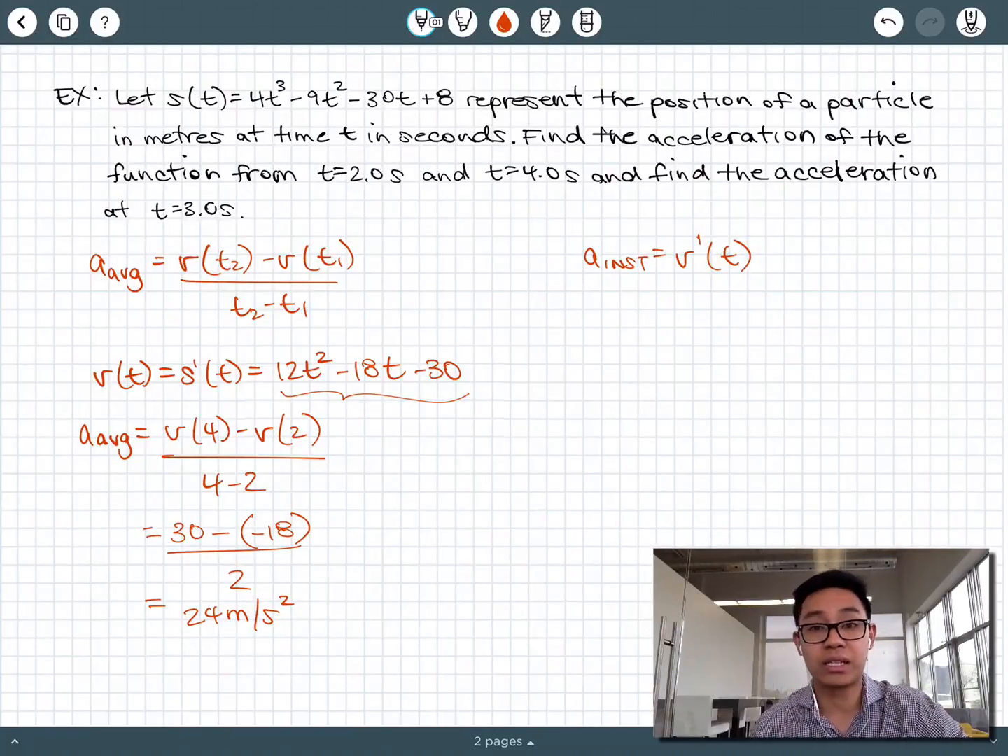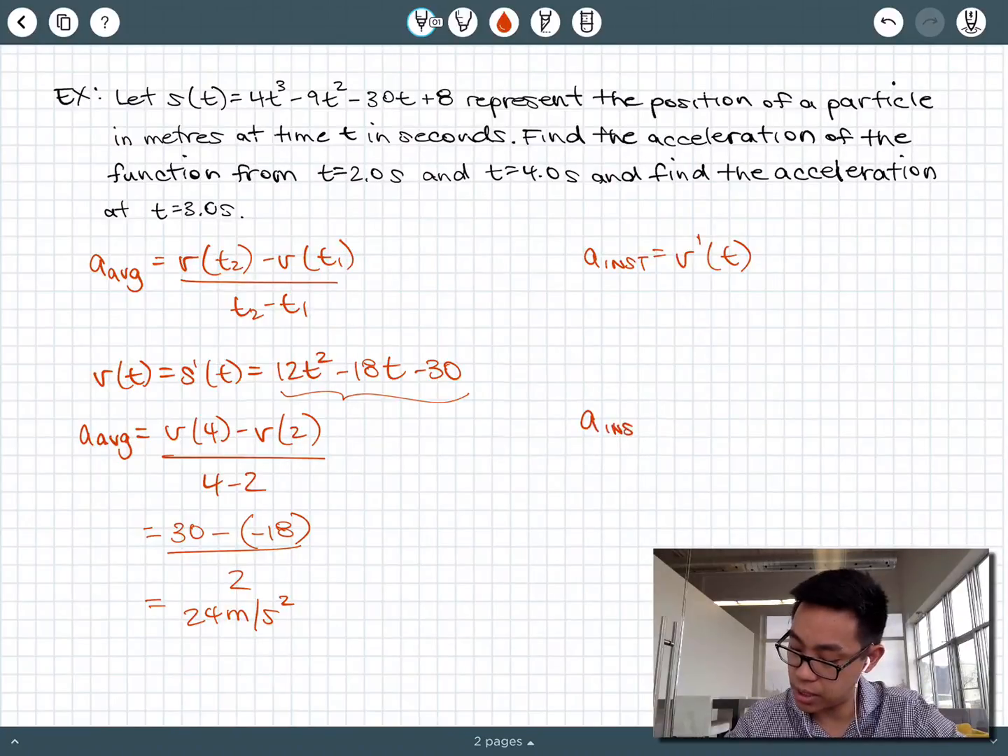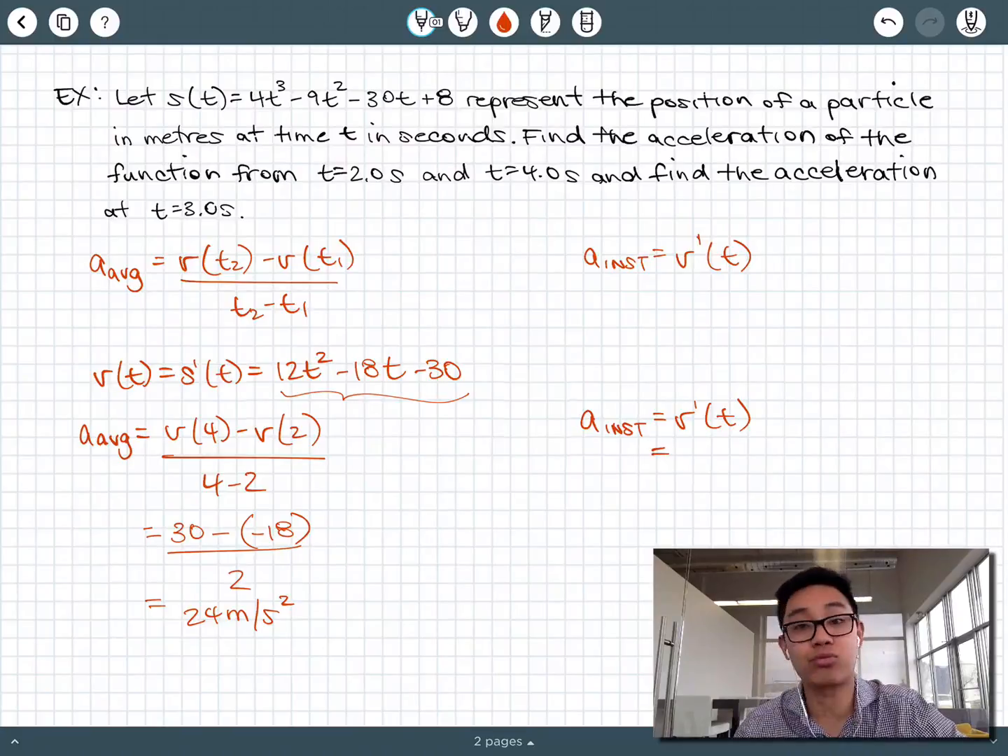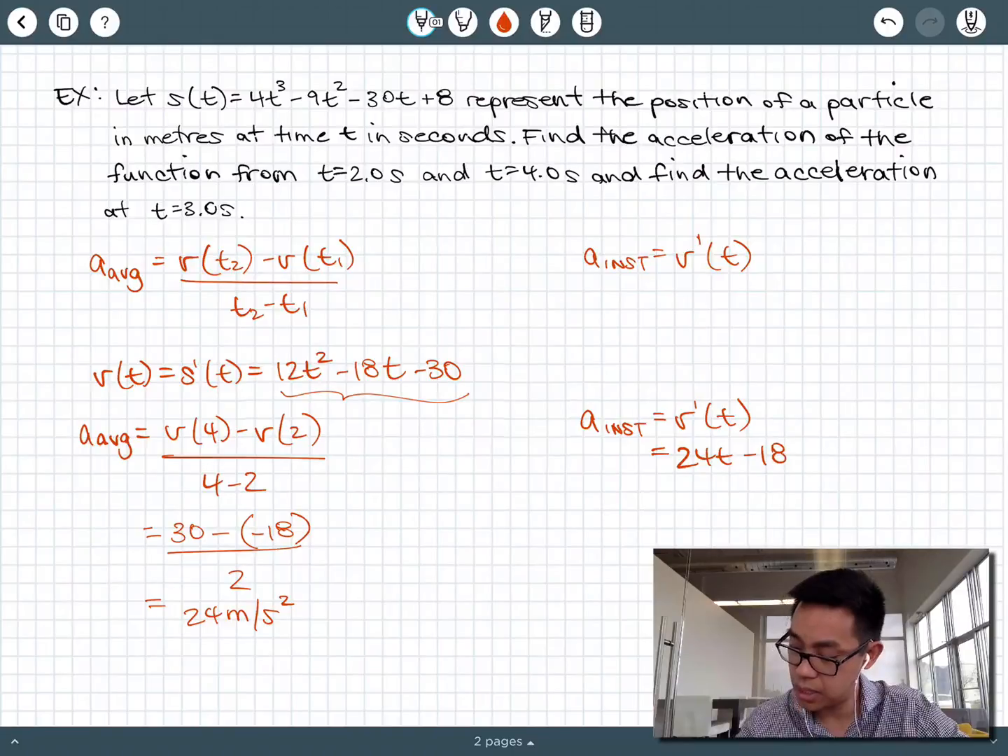But if you want the instantaneous acceleration, because it's at one point of time, 3 seconds, then you want to be finding the derivative. So A instantaneous is going to be equal to v prime at t. So that's the derivative of 12t squared minus 18t minus 30. So we can take the derivative there. We get 24t minus 18. And so that is A at t.